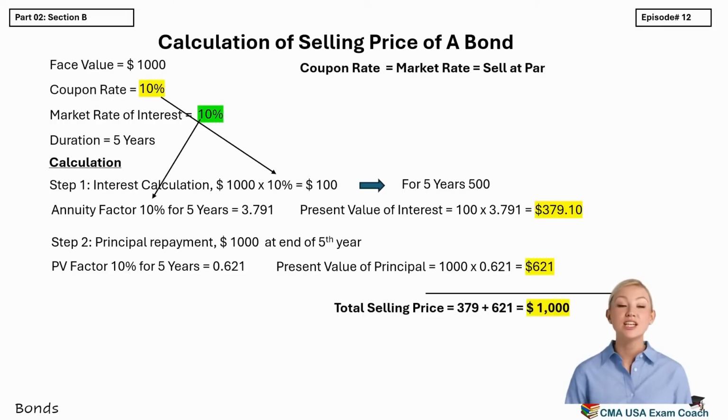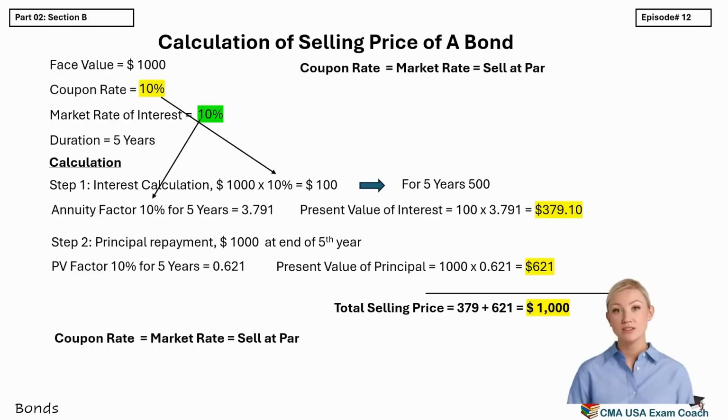379.10 plus 621 equals $1,000.10, essentially $1,000. This confirms that the selling price of the bond is equal to its face value, and this is known as selling at par.